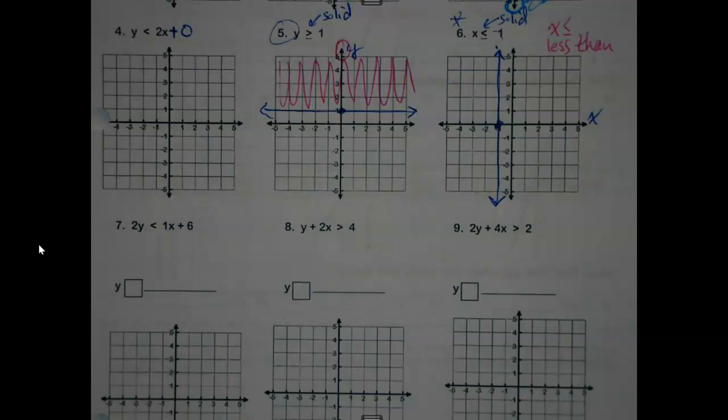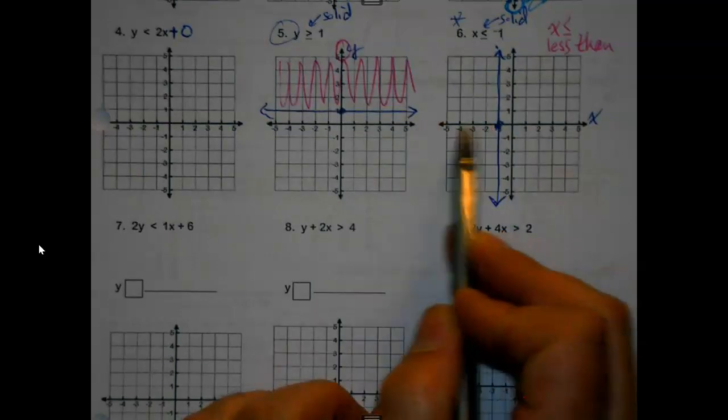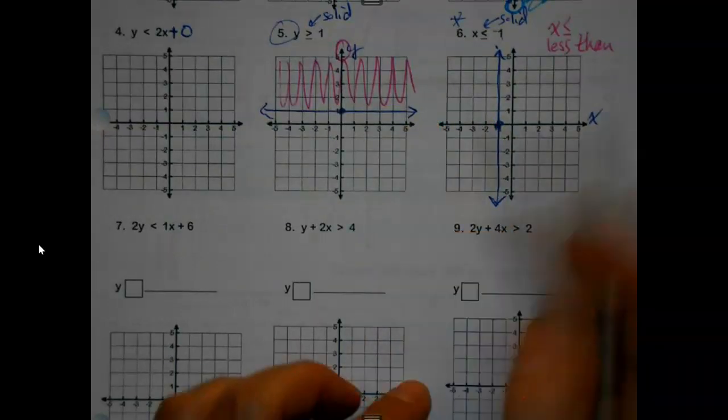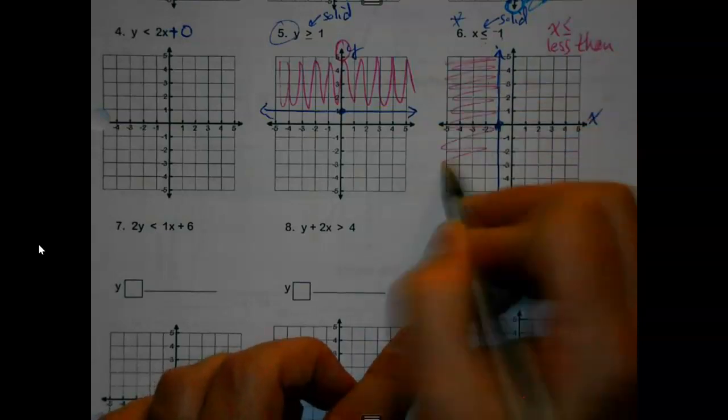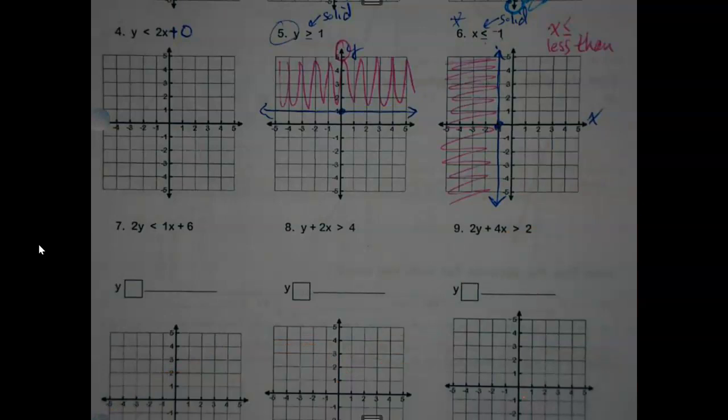Less than, if we're talking about x, the numbers are getting smaller or less than this way. Follow the arrow. The arrow is pointing to the left. That is where I'm going to shade if it's just x less than. That's the only time we're not doing above and below, is if it's just x by itself, then we just shade on the left or right, depending if it's getting bigger or less.